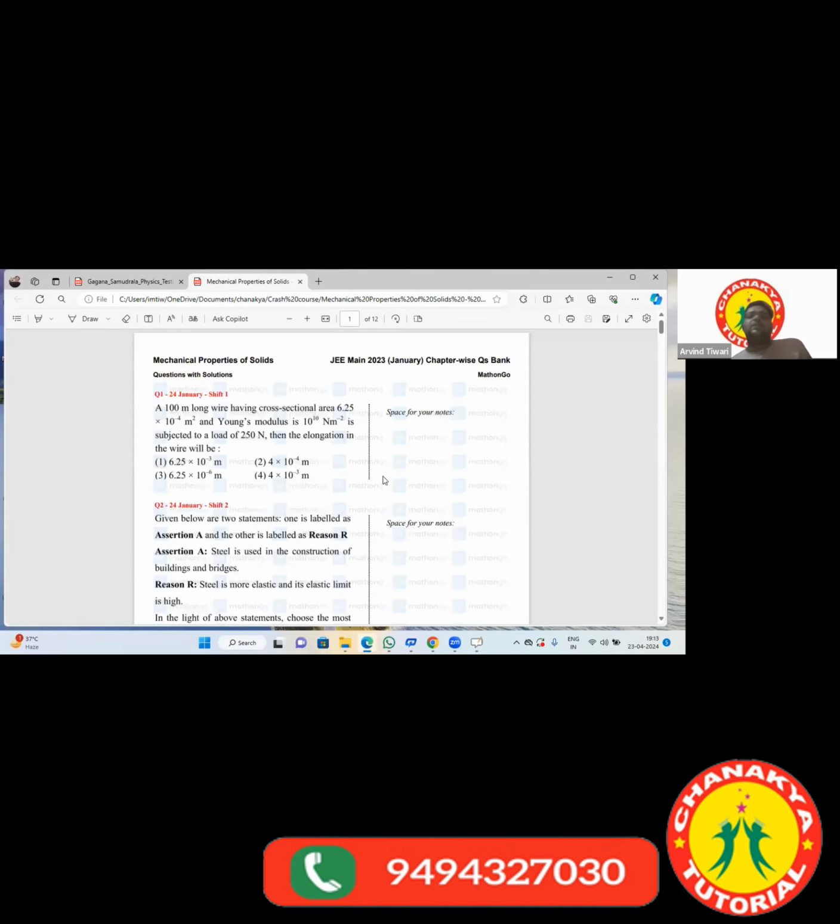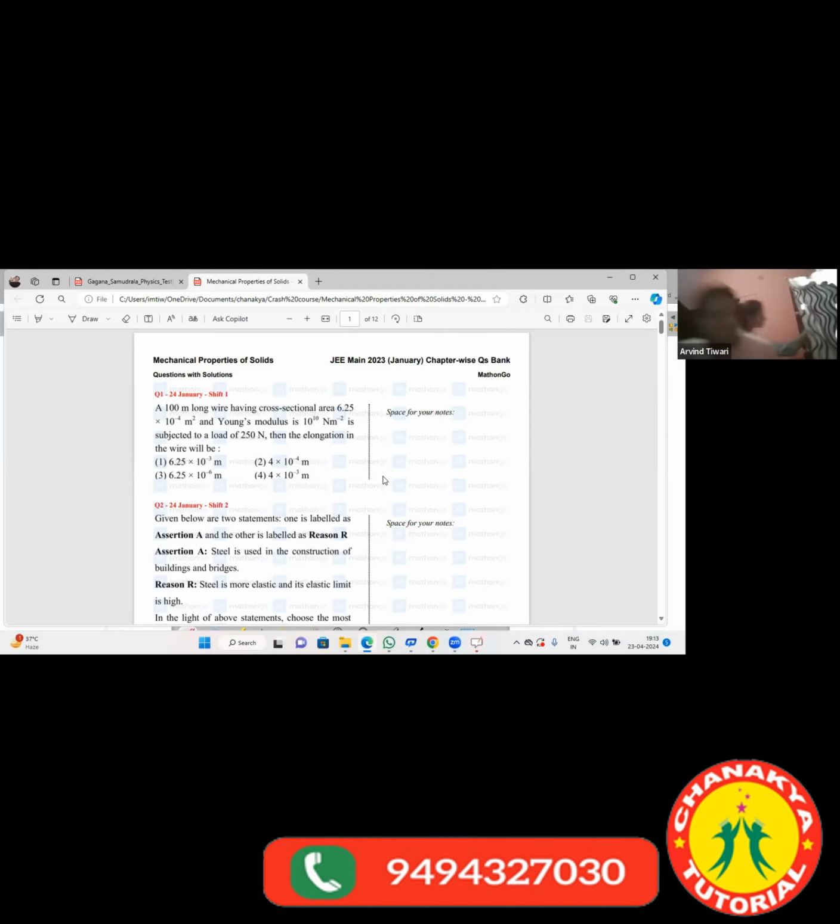So first question here: a 100-meter long wire having cross-sectional area of 6.25 multiplied by 10 to the power minus 4 meter square, and Young's modulus is 10 to the power 10 Newton per meter square, is subjected to a load of 250 Newton, then the elongation in the wire will be. So which formula will we be using here?